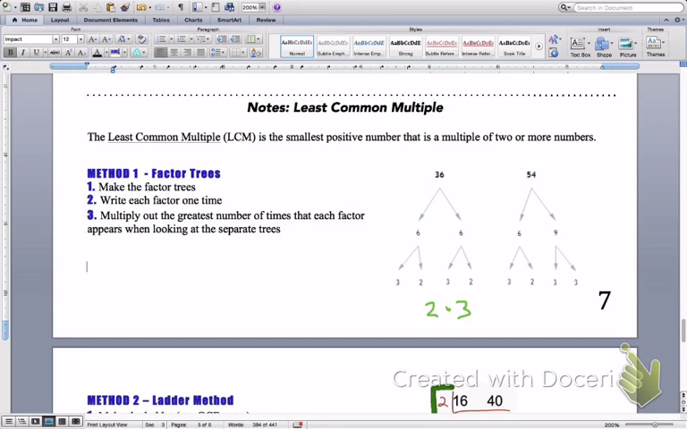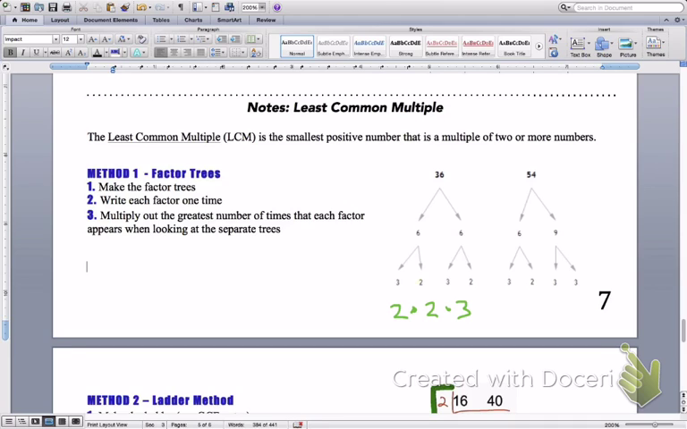Now I'm going to look at the factor trees individually. So multiply out the greatest number of times that each factor appears when looking at separate trees. So that's what I'm going to multiply out. What's the greatest amount of 2s that I see on either tree? So the tree on the left, I see the 2 twice. And the tree on the right, I see the number 2 once. So I'm going to multiply the number 2 twice because that's the greatest amount that I see the number 2. That's the most times it repeats on an individual tree.